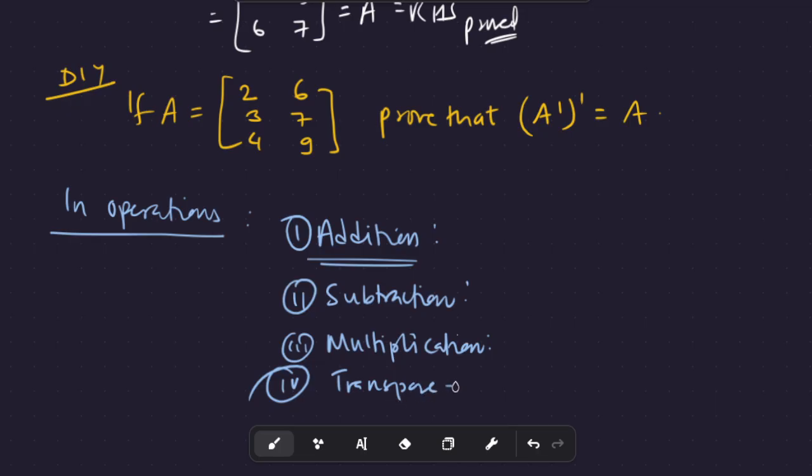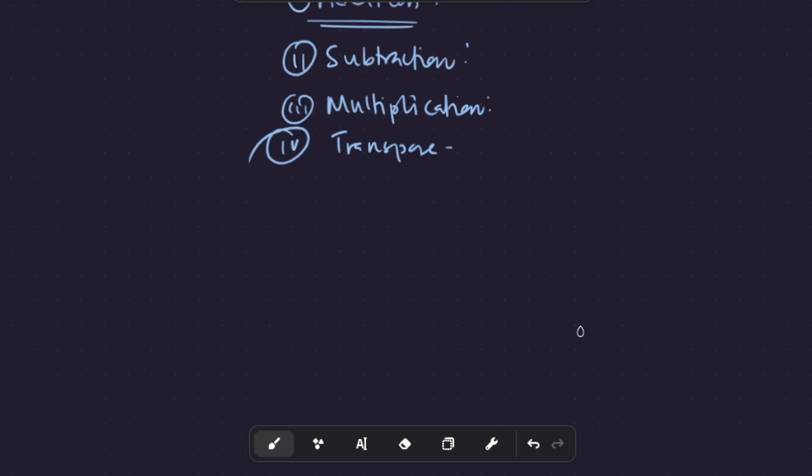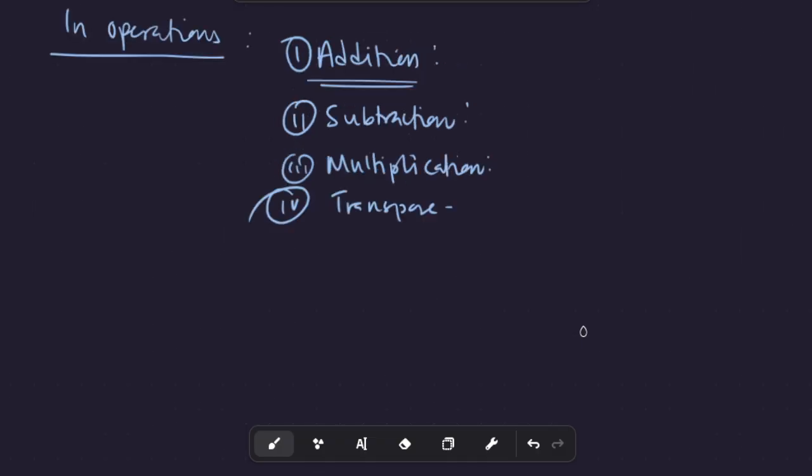Transpose means just to interchange the rows and columns of the given matrix. The interchanged form of the rows and columns of the matrix is called its transpose. Okay, so these are the various operations. Now we'll move on to the next topic. The next topic is properties of matrix addition.